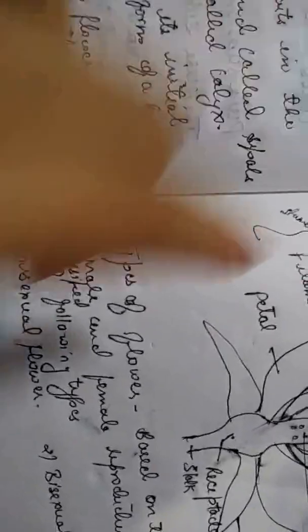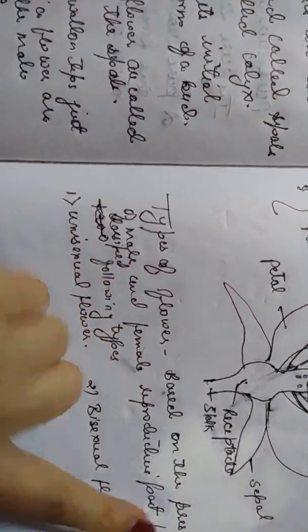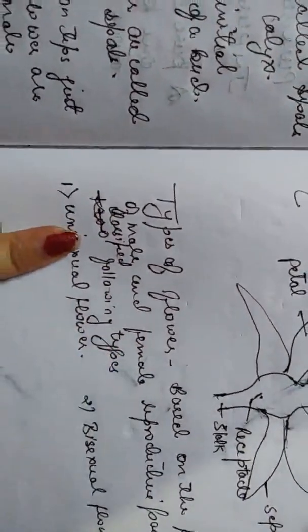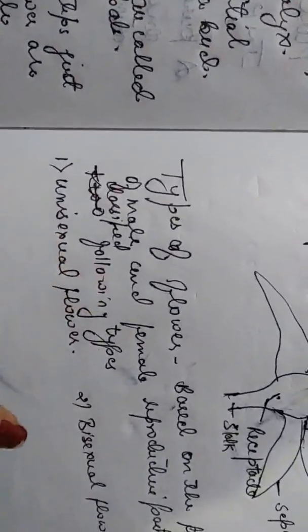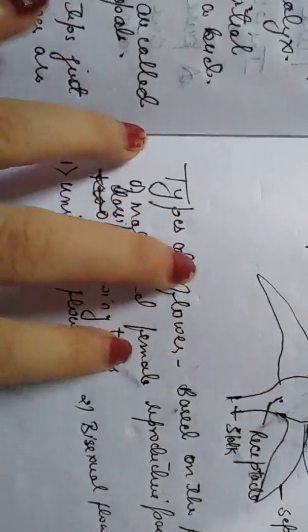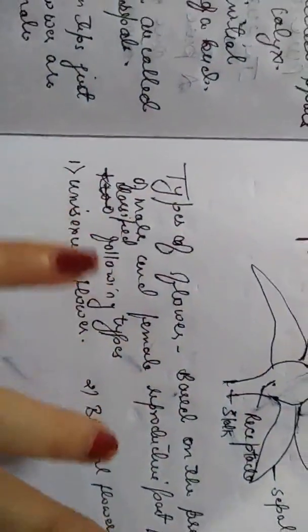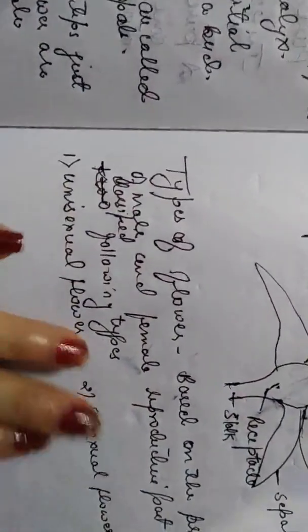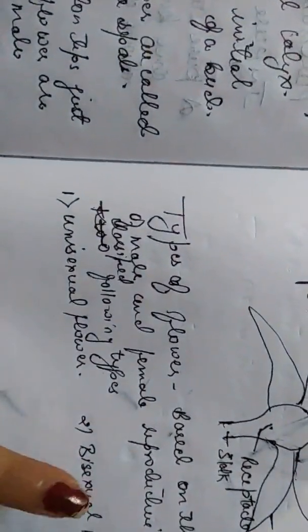As you know, the types of flower based on the presence or absence of male and female reproductive parts are classified into two types, that is unisexual and bisexual. Unisexual flower is that which contains either male part or female part, whereas bisexual flower is that flower which contains both the parts, male part also and the female part also.